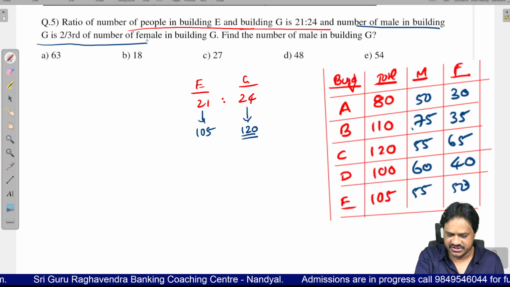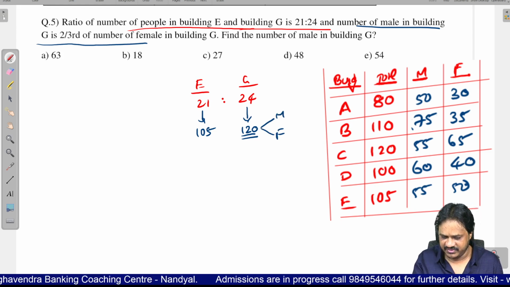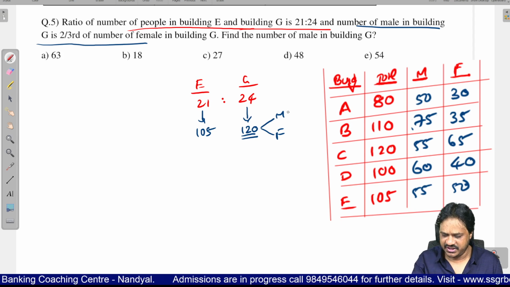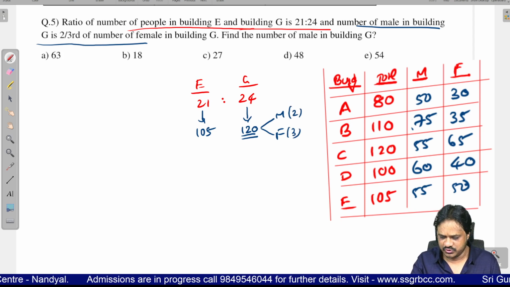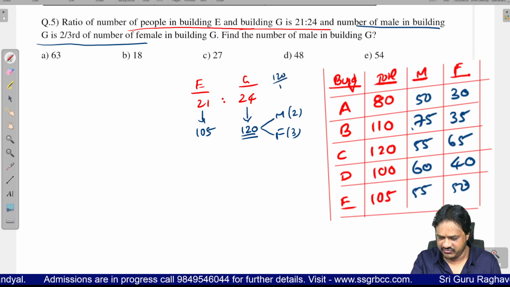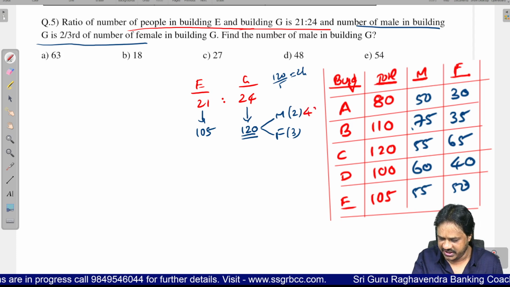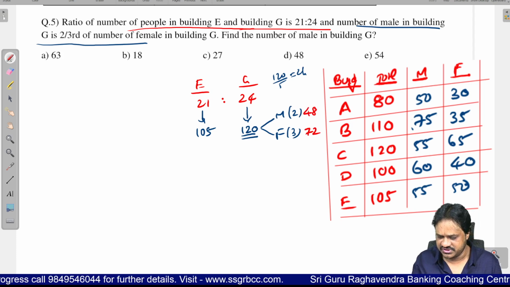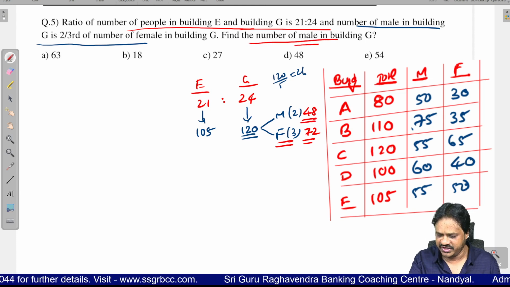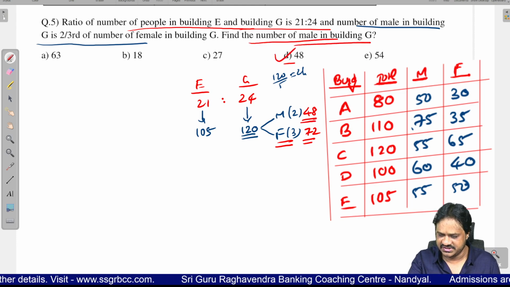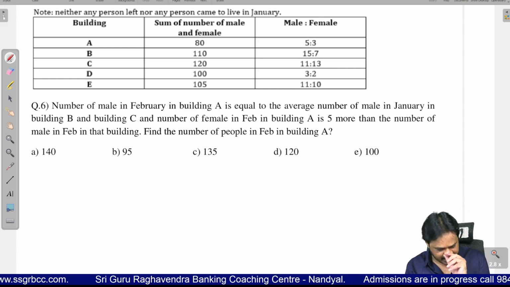Males in G is 2/3 of the females in G. So in this there will be males and females. Males will be 2 parts, females will be 3 parts. That means 2 plus 3 is 5. If you divide 120 by 5, you will get 24. So 2 parts is equal to 48, and 3 parts is equal to 72. So there are females 72, males 48. We have to find the number of males in building G. The answer is 48. Let us see the sixth question.